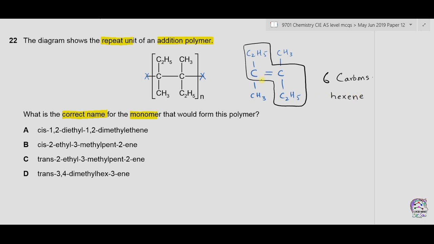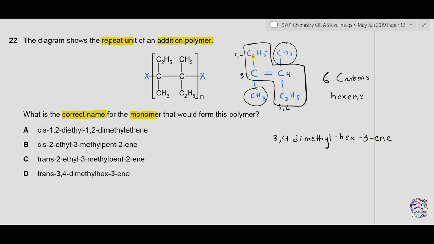Now let's find out the substituents and the position of double bond. 1, 2, 3, 4, 5, 6. So on third carbon atom we have methyl group, on fourth carbon atom again we have methyl group, and on third carbon atom we have double bond. So we can write 3, 4 dimethyl hex 3-ene.